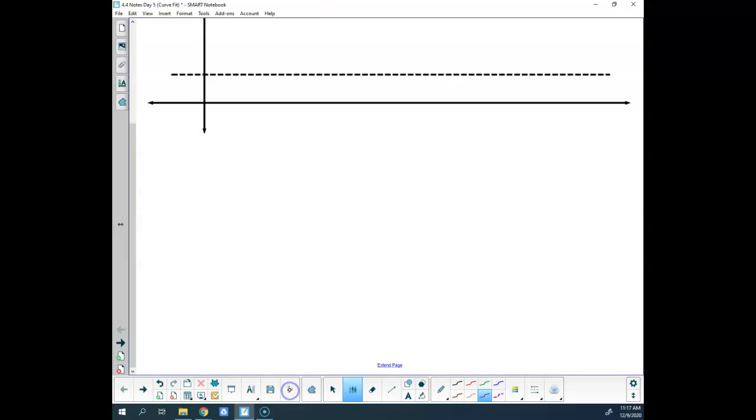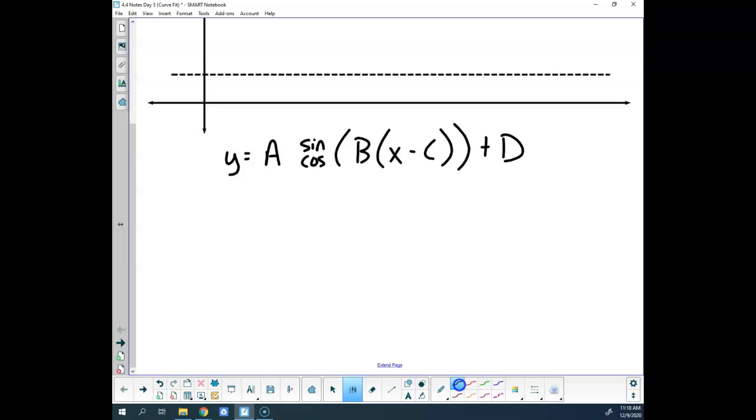In either case, your function is going to be of y equals a sine or cosine of b x minus c plus d. It's going to look like that. A, remember, that's our amplitude. B deals with our period. C is our start, and D is our middle.